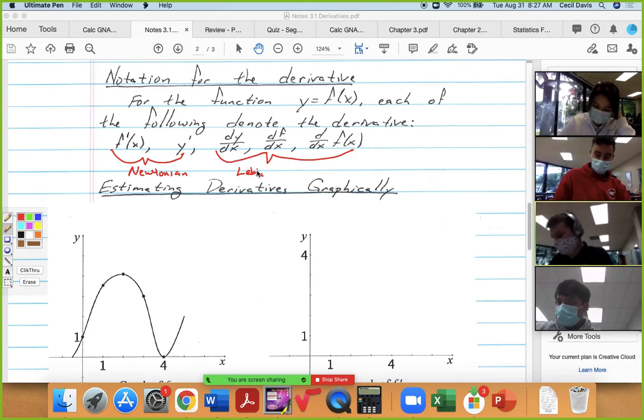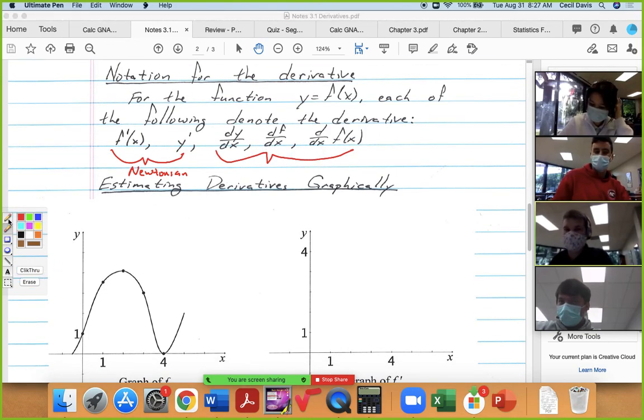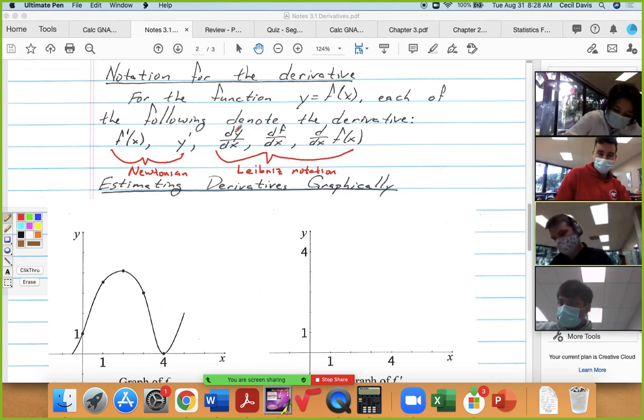And that's not the way to spell that. Hang on a second. Leibniz. I think it's L-E-I. In German, when you see two vowels together, the second one is the one that's said. So typically this is just read dy dx.